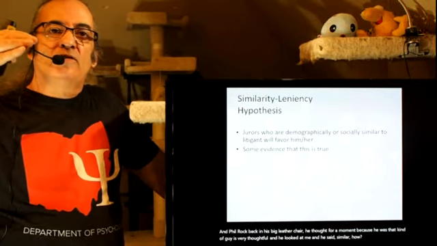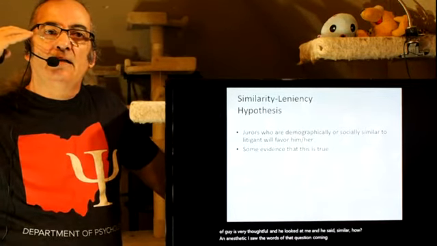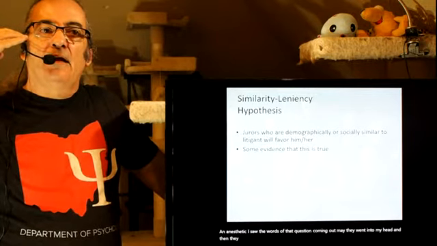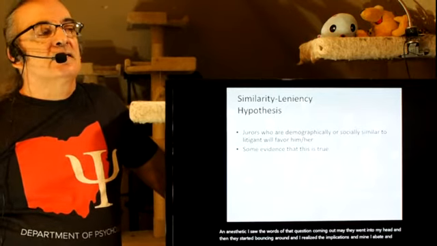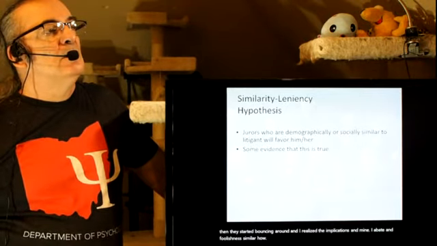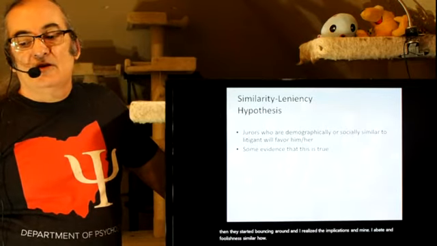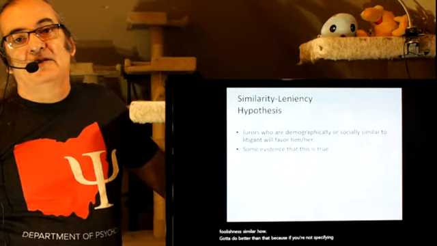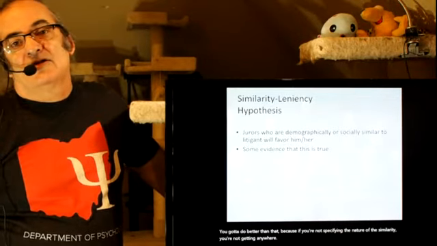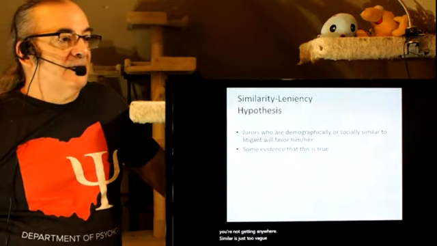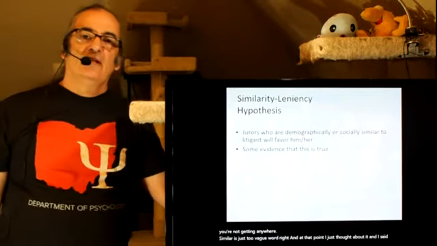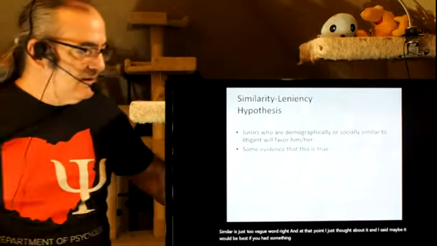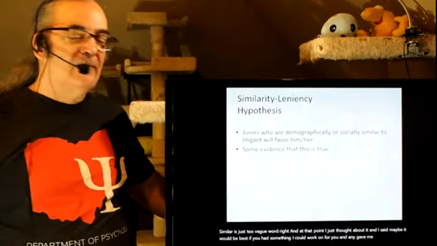And it's like I saw the words of that question coming at me. They went into my head and then they started bouncing around, and I realized the implications and my naivety and foolishness. Similar how? You've got to do better than that. Because if you're not specifying the nature of the similarity, you're not getting anywhere. Similar is just too vague a word, right? And at that point, I just thought about it and I said, well, maybe it'd be best if you had something I could work on for you, and he gave me something, and I moved on from there.